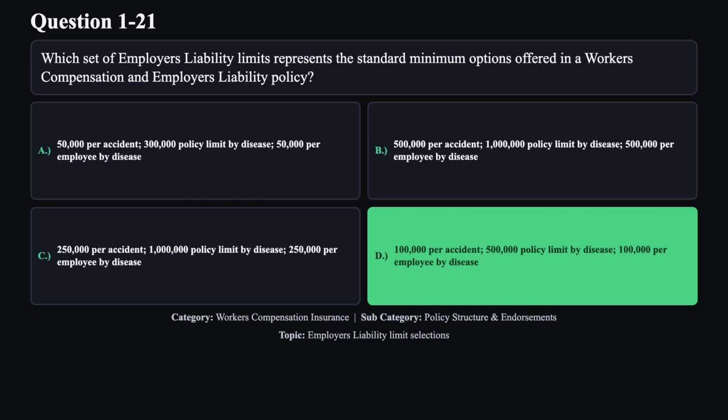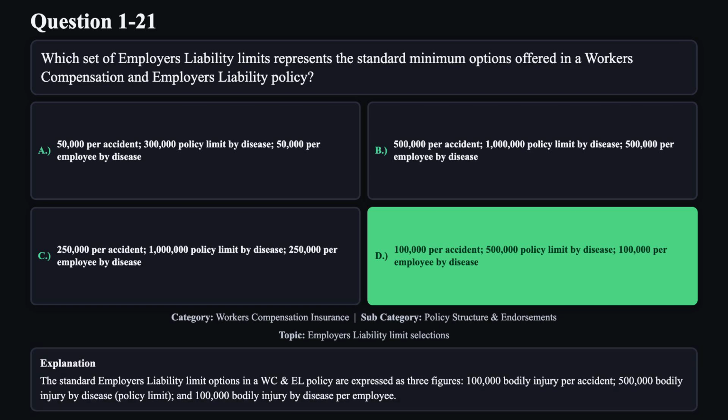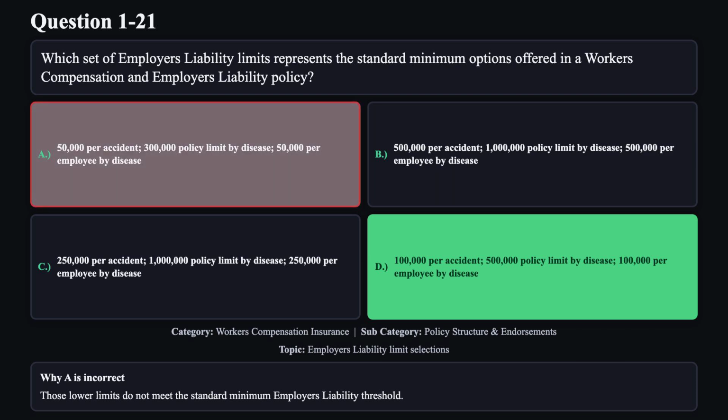The correct answer is D. The standard employer's liability limit options in a WC and EL policy are expressed as three figures: 100,000 bodily injury per accident, 500,000 bodily injury by disease, policy limit, and 100,000 bodily injury by disease per employee. Reason A is not correct. Those lower limits do not meet the standard minimum employer's liability threshold.